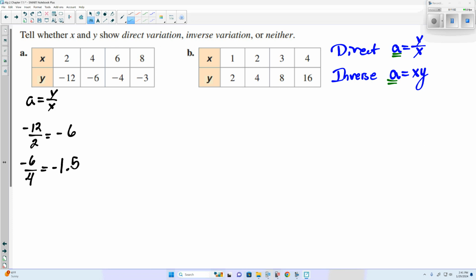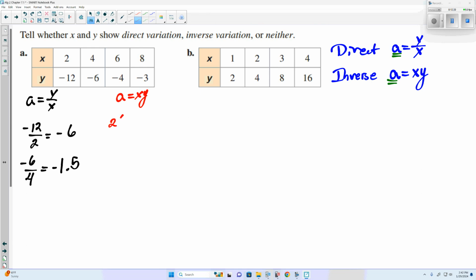So for the first two, did we get the same value for both of these here? No. So our a value for the first two, x and y, and the second two, x and y, are different, yes? With it being direct variation, that value has to be the same. That value of a should be constant throughout all of them. So we can say that this is not direct. So the next one we can do is inverse, or a equals x times y.